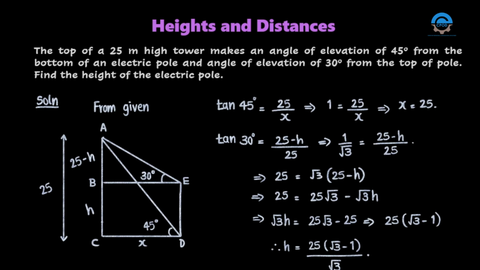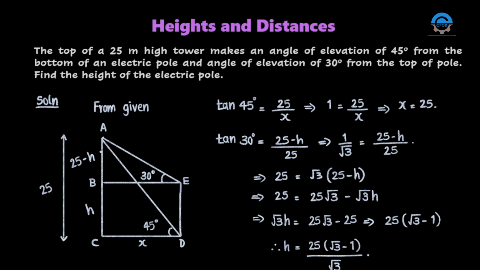Here is our final problem of this topic. The top of a 25 meter high tower makes an angle of elevation 45 degree from the bottom of an electric pole and an angle of elevation 30 degree from the top of the pole. Find the height of the electric pole. So here there is a 25 meter high tower. It is making an angle of elevation of 45 degree and 30 degree from the bottom and top of the pole. Let AC be the tower.